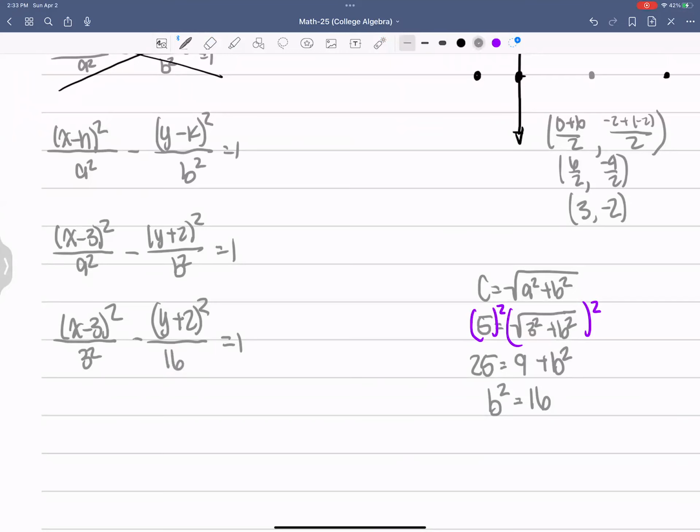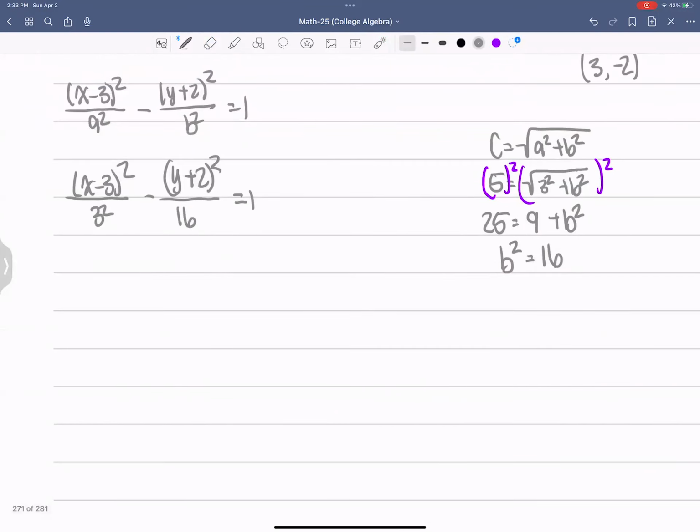Let's simplify it so we can finalize everything. From here, we say (x minus 3) squared over 3 squared, which is 9, minus (y plus 2) squared over 16 equals 1.